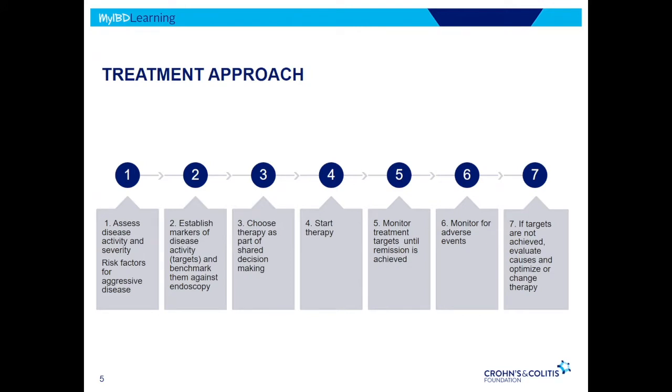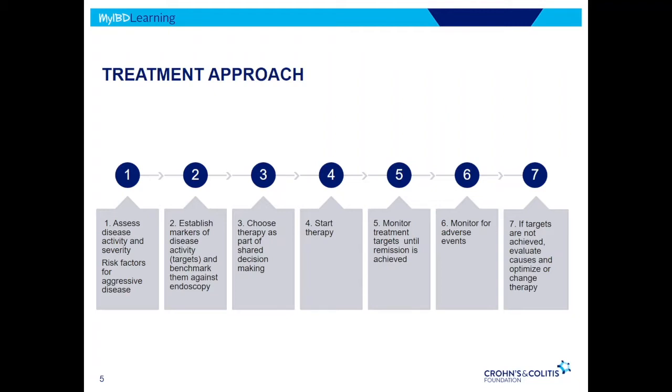So, in the treatment approach to inflammatory bowel disease, the first step is to assess the activity of the disease in terms of how severe the disease is, and also to see if there are any risk factors that indicate severe disease. For example, the extent of colon involvement in ulcerative colitis is an indicator of severity, or in Crohn's disease, people who have fistulas have a severe disease phenotype, which carries a higher risk of surgery.